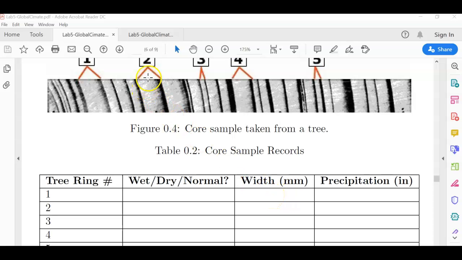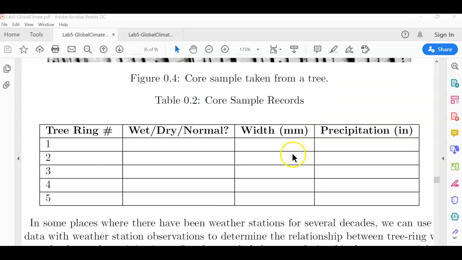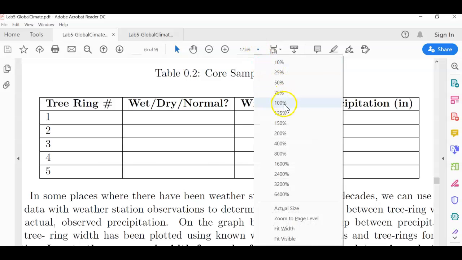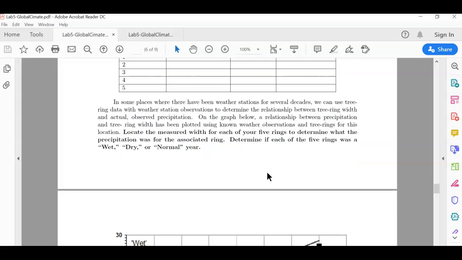You do the same thing for rings 2, 3, 4, and 5. As you see, number 2 is pretty wide, similar to 1, so is 4, but then 3 and 5 are both smaller, so the millimeters should be smaller as you input them here. Okay, so now that you're done measuring, we can go back to normal scale, if you would, and continue.